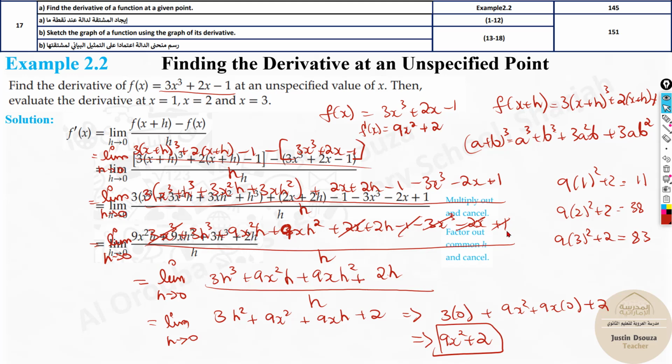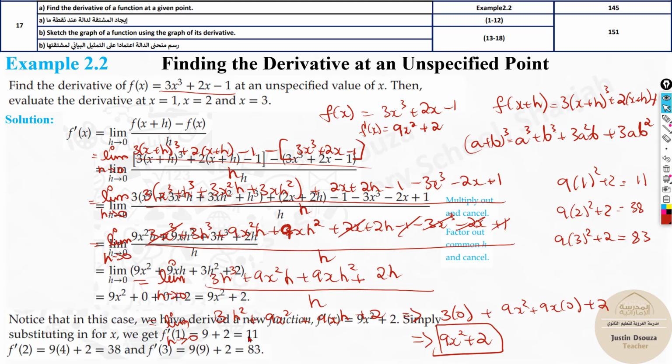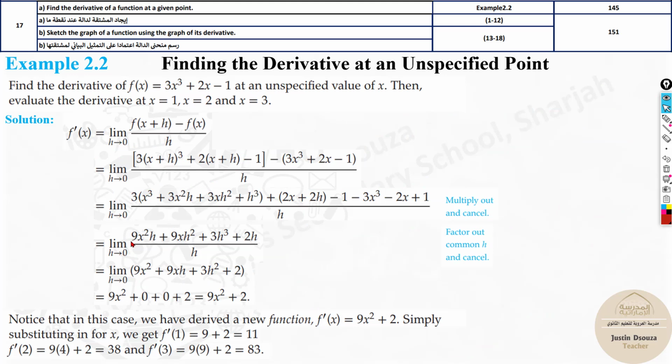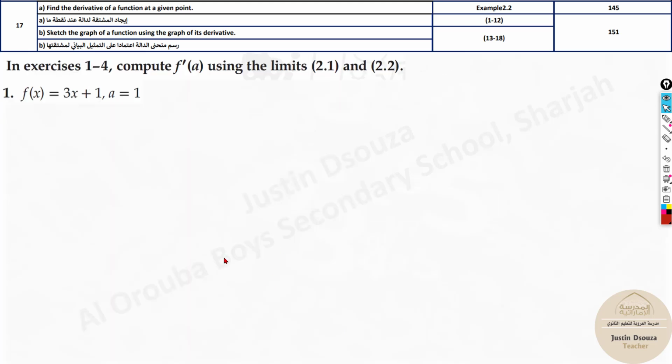So let's just check the answer. It's 11, 38 and 83. That's how we solve it. Over here the detailed method is also there. You can just refer to this. So this is the actual method of deriving, without the power rule, directly by the formula. There are more problems on this. Please do solve them by yourselves.